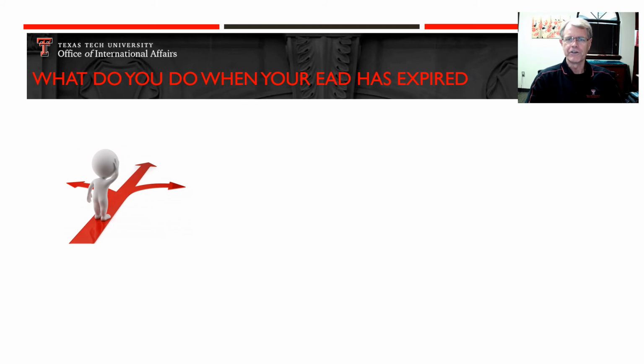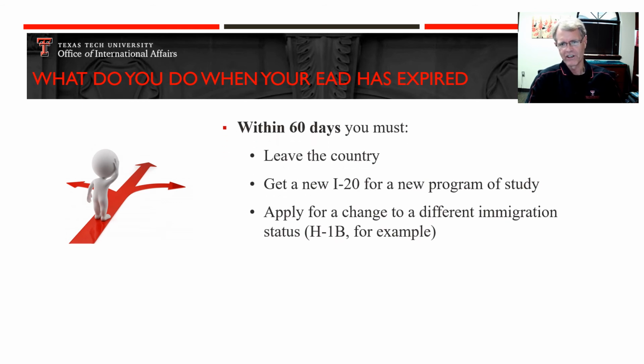So after your OPT expires, so you've applied for OPT, you've been given 12 months, you've been employed, and now you're nearing the end of your OPT, what to do? These are some of the things you need to know. Within 60 days after the end date on your EAD, you need to make a choice. You can either choose to leave the country, or if you would like, you can start a new program at a new school, but you will need that school to issue you that new I-20 for the new program.